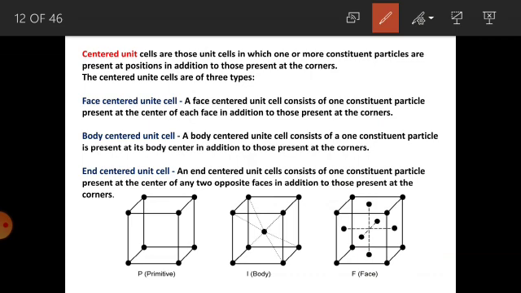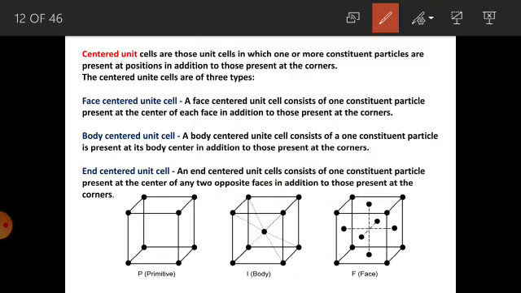Do remember this. The second one is the body-centered unit cell. A body-centered unit cell consists of one constituent particle present at its body center in addition to those present at the corners. Focus on this diagram, students. In this unit cell, the corner particles are present as they are, but apart from these, one particle is present at the body of the unit cell, and such a unit cell is called a body-centered unit cell because the particle is present at the body center.